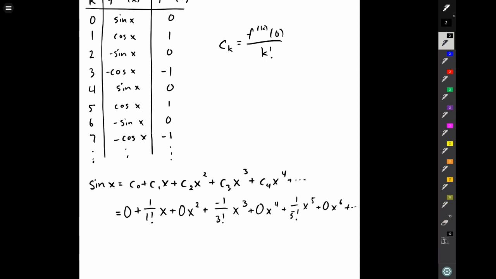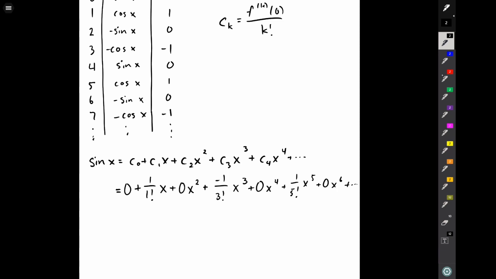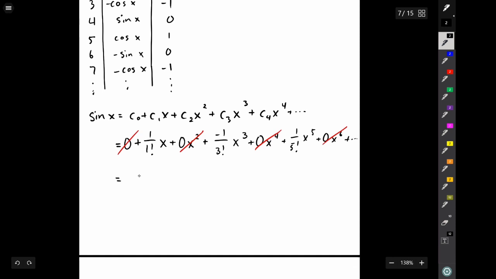Once we kick out all the things that are just 0, this is gone, this is gone, this is gone, this is gone. Let's look at what survives. 1 over 1 factorial x, minus 1 over 3 factorial x cubed, plus 1 over 5 factorial x to the fifth. And we didn't actually write it here, but we know that the coefficient at 7 is negative 1. So we're going to get negative 1 over 7 factorial x to the 7. And this pattern will continue.